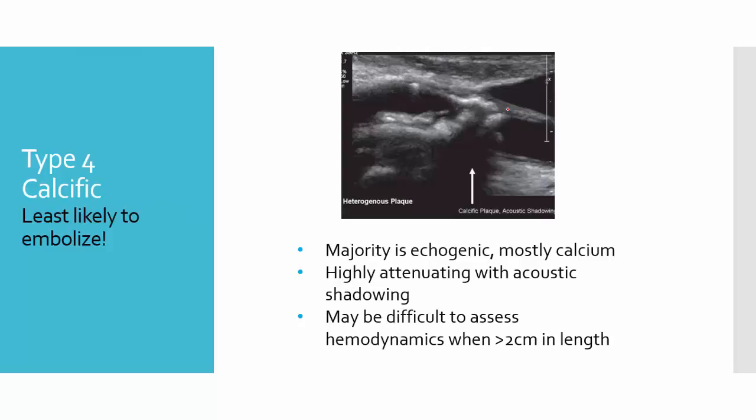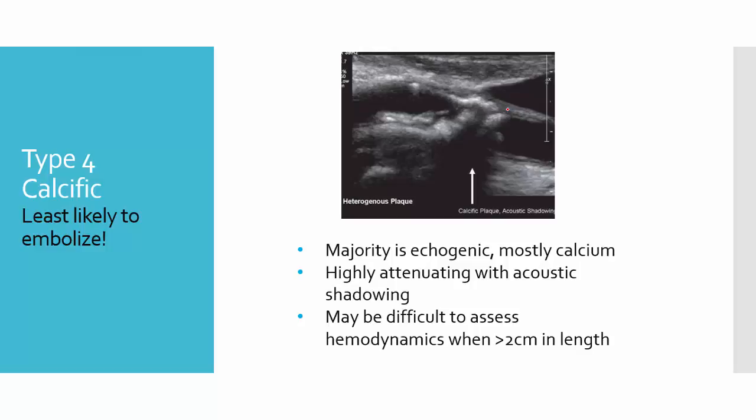A type 4 plaque is considered mostly calcific. This type of plaque is least likely to embolize. The majority is echogenic and is made up mostly of calcium. It's highly attenuating with acoustic shadowing. These types of plaques can be difficult for us to assess hemodynamically when they are larger, or greater than 2 centimeters in length.